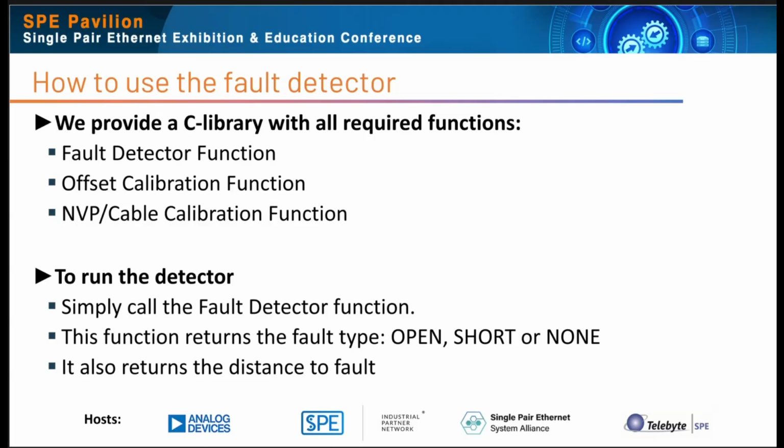So what do we actually provide you with, right? We talked a bit about the hardware that's built into the chip. From a software perspective, we provide you a number of functions. One is the basic fault detector to actually do the calculation. But then in order to enhance the accuracy, we've got calibration routines around offset and cable calibration. And then to use this, you simply call the fault detector function, and it will return the open, the short, and the distance to fault.